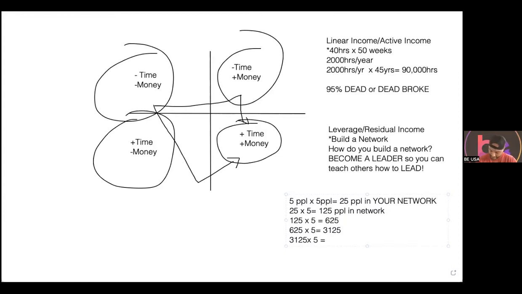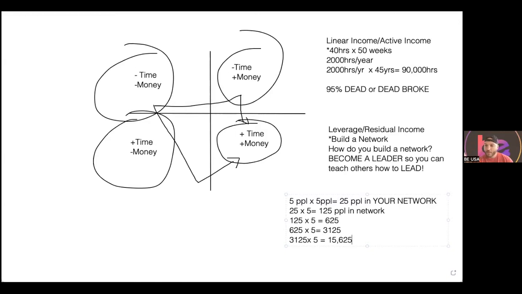Guess what, guys? That's 15,000 people. And check this out. This is where it gets fun. This is where it gets amazing. Now you have 15,000 people, right? So we have 1, 2, 3, 4, 5. And so that's 25 people, 125, 625, 3,125, 15,000 people.